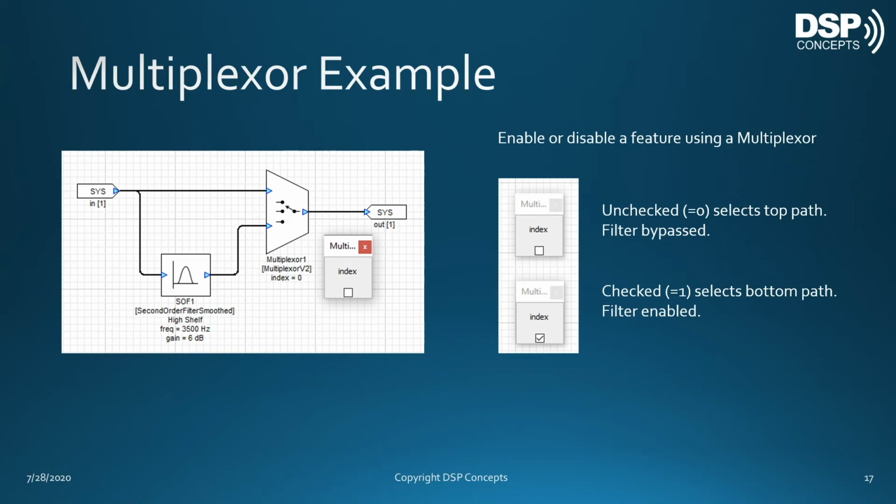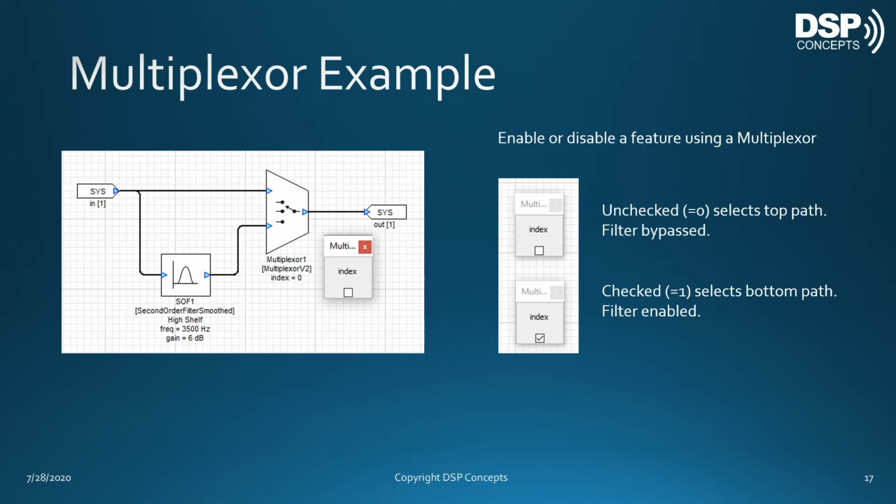Here's another way you might use the multiplexer. You might enable or disable a feature. So in this case, maybe you want to enable the filter or disable the filter. In this case, the multiplexer has an option of 2 input pins to choose from. So it's a Boolean decision, either 0 or 1, so it draws a checkbox. Unchecked, equal to 0, means it selects the top path. Checked means it selects the bottom path.